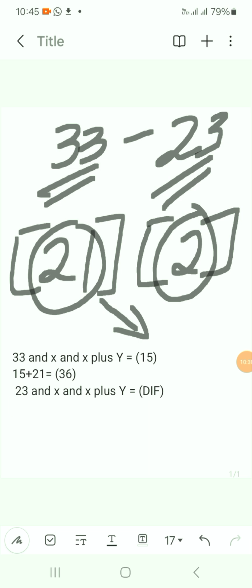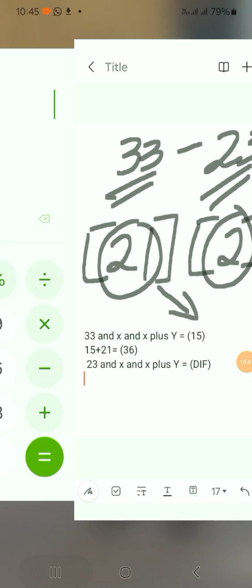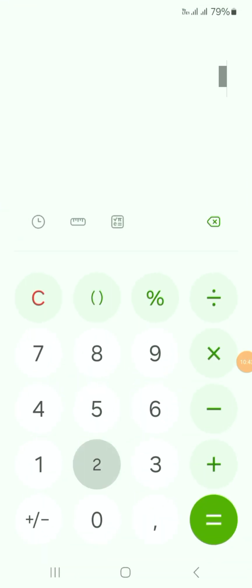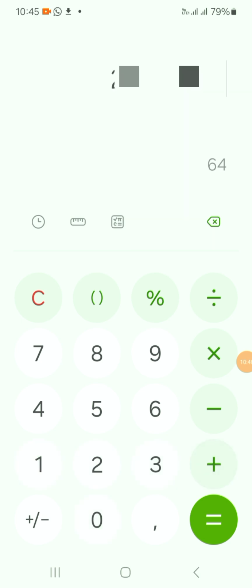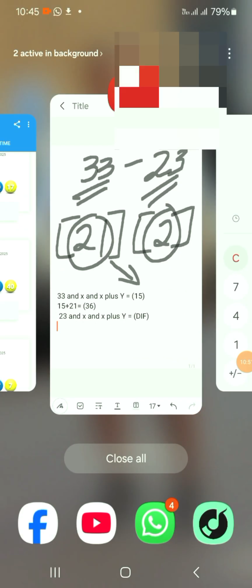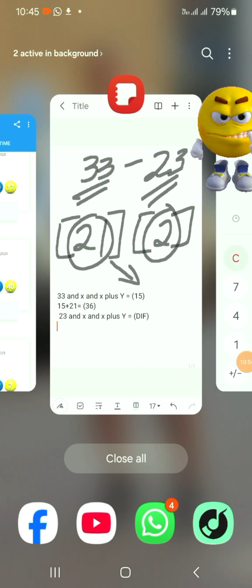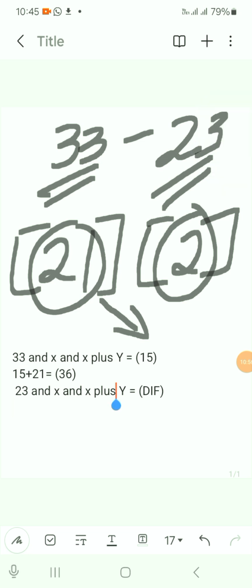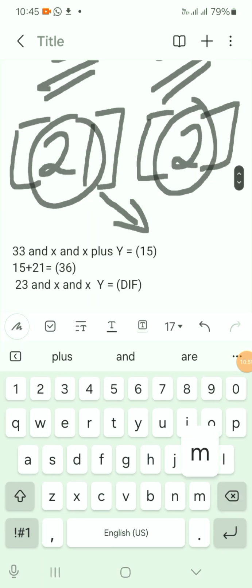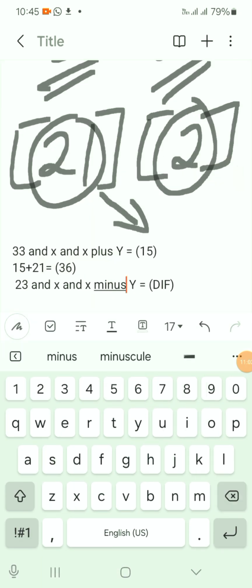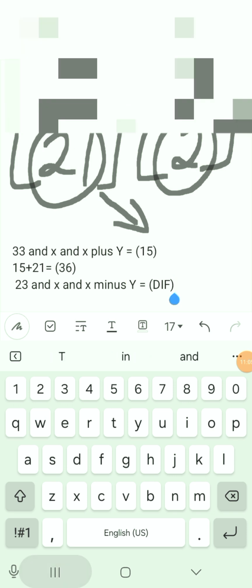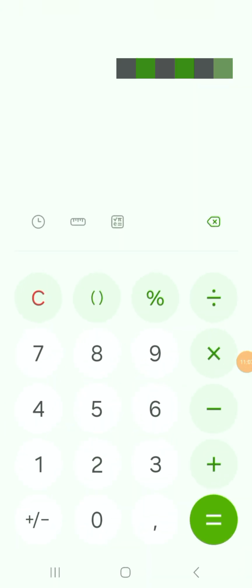We have 23 and x plus y. All right? We're going to go now to the calculator. We're going to say 23 and x minus y. My bad. Here I've said plus. It is subtract y. It's not plus, it's minus y, right? 23 and x minus y, right? Let us see what is the difference that we are getting.